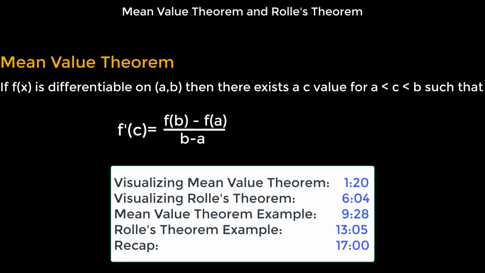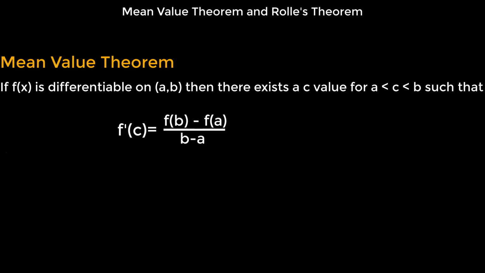The mean value theorem states that if some function, let's say f of x, is differentiable on the open interval a to b, then there exists at least one value, which we'll call c, in that interval, such that f prime at c is equal to the quotient of f of b minus f of a all over b minus a. So what does this mean? Let's go ahead and break it down.